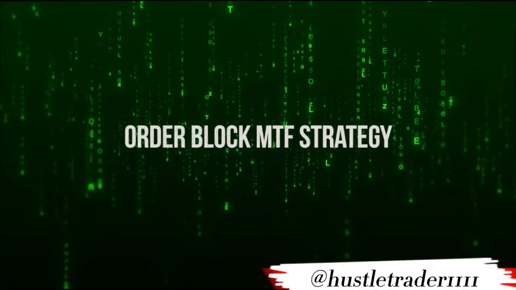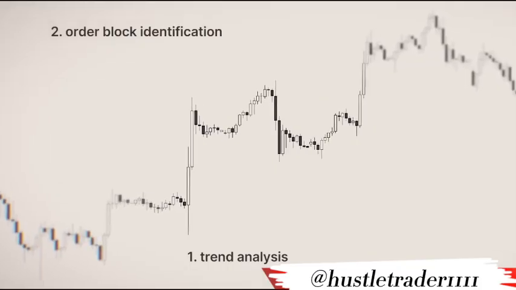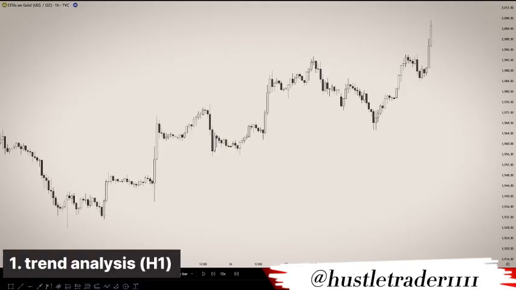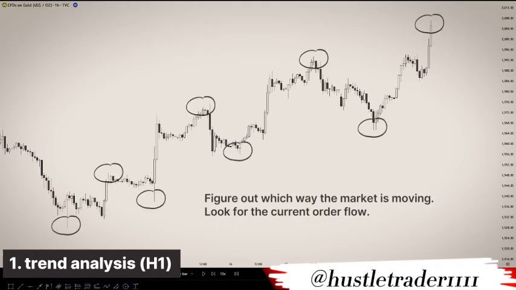A successful order block strategy combines trend analysis, order block identification, and precise entry timing. First, you need to figure out which way the market is moving. You'll want to look at a bigger picture, so use a higher time frame chart. Let's say you pick the hourly chart. On this chart, you are looking for the current order flow, in this case, an uptrend.